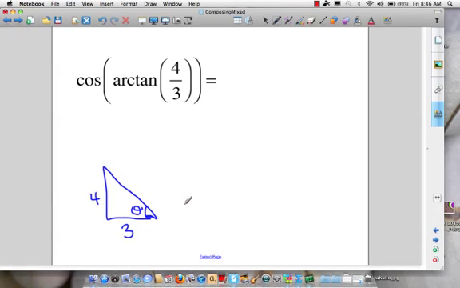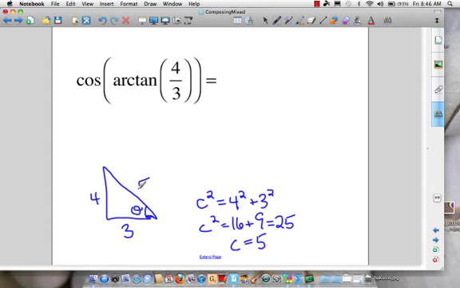Then I'm going to use the Pythagorean theorem to find the hypotenuse. Well, c squared in this case would have to be 4 squared plus 3 squared. c squared has to be 16 plus 9, or 25. And so c, the hypotenuse, has to be 5. Once you've constructed that triangle, you now just take the cosine of theta. And remember, cosine is adjacent over hypotenuse. So in this case, 3/5.